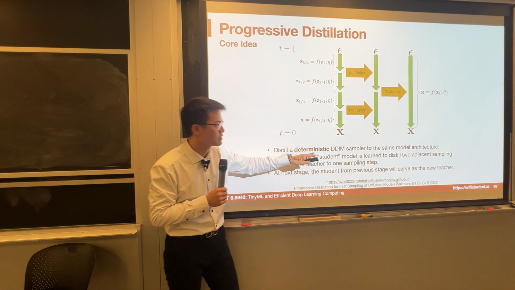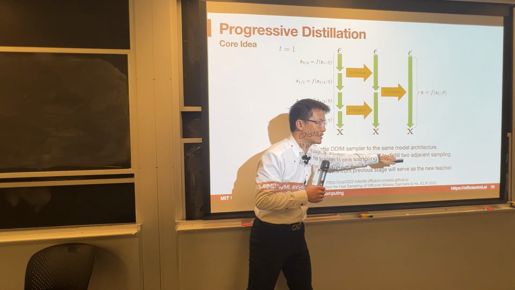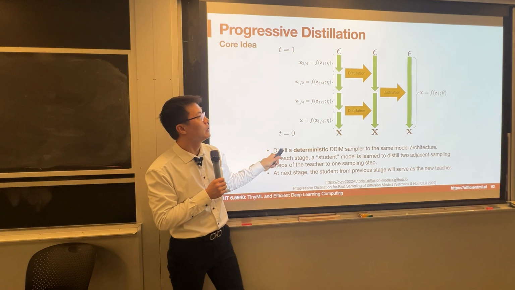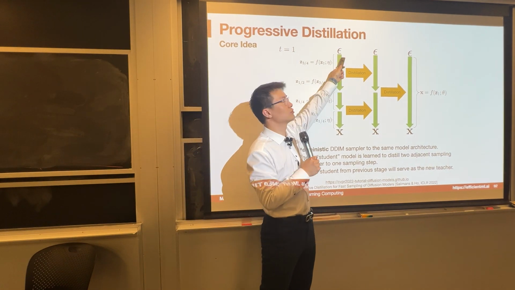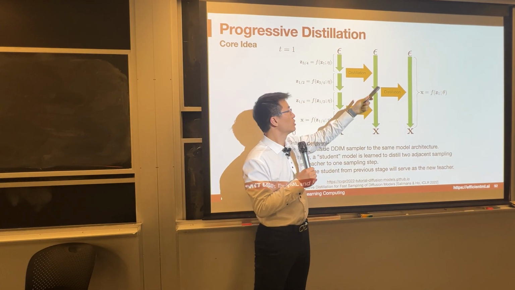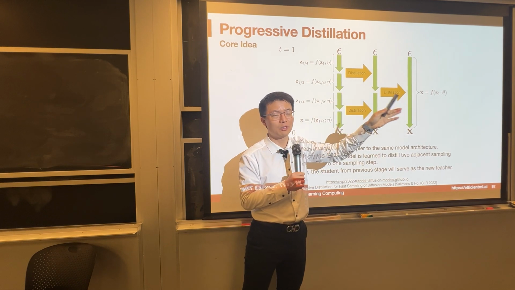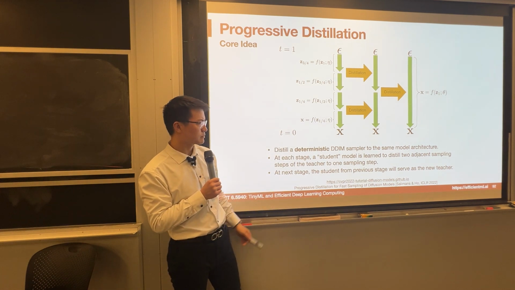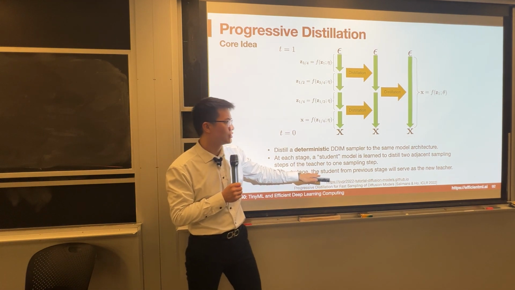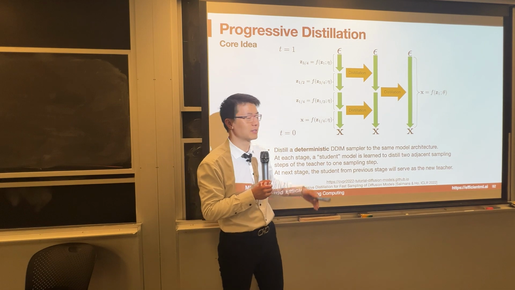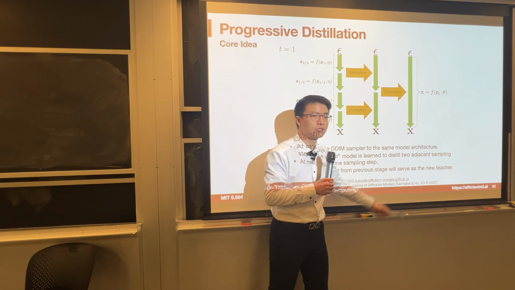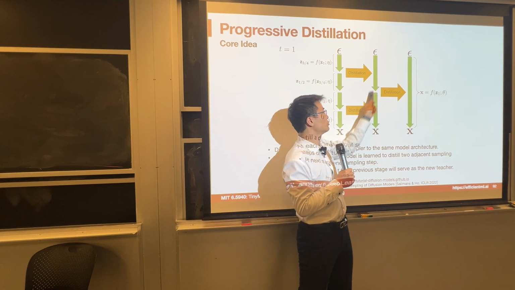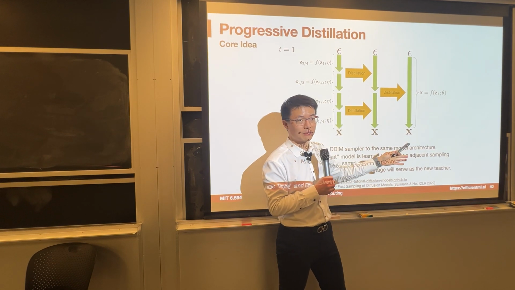At each stage, the student model is trying to distill 2 adjacent sampling steps. Originally the teacher sampled 2 times, 2 steps. The student tries to use 1 step to learn from the teacher that needs 2 steps. And in the next stage, the student from the previous stage begins to serve as the new teacher. So the previous student, which required 2 steps, now becomes a teacher.